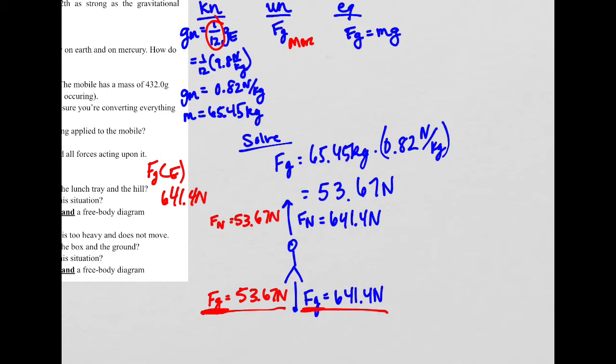The boy's weight is 12 times more on Earth. Therefore, the normal force is also 12 times more on Earth than it is on Mercury. If you said something along those lines, that would have been excellent.